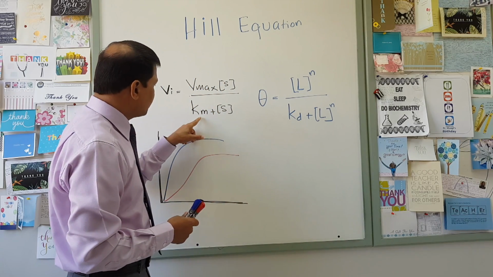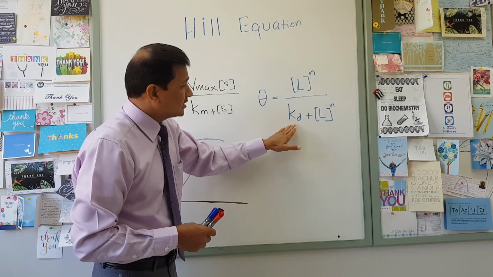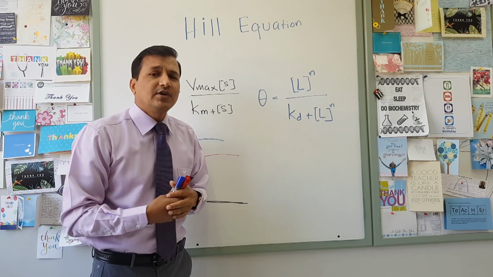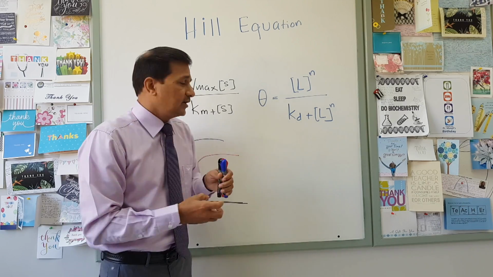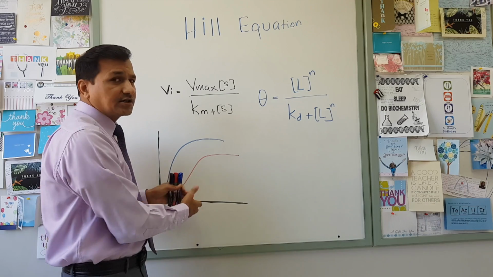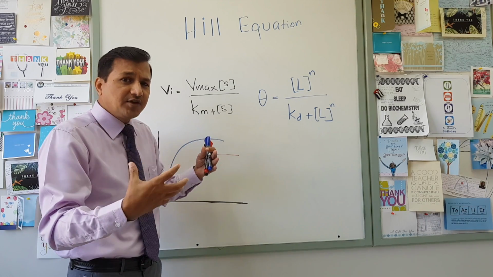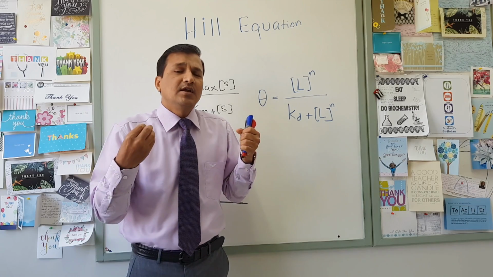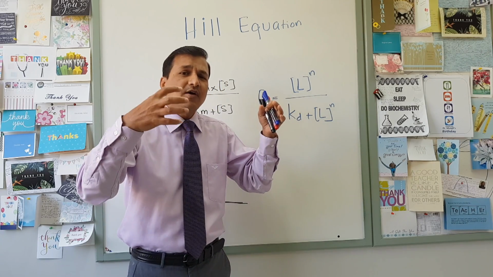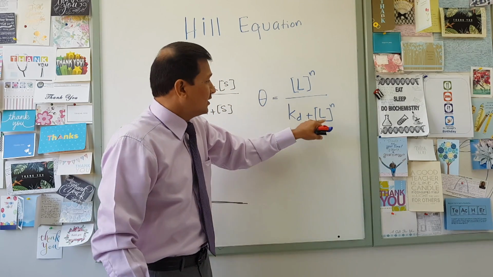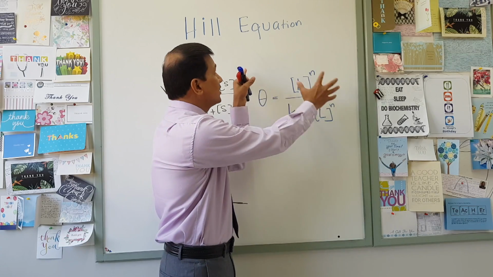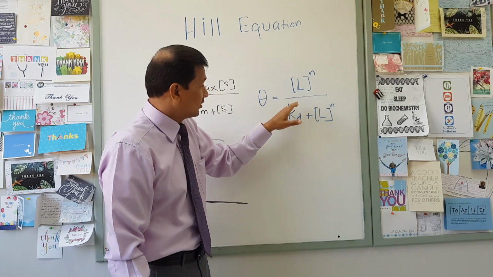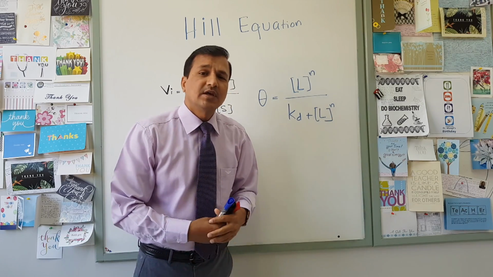It is very similar to the Km present in the Michaelis Menten equation. Kd is the ligand concentration at which half of the binding sites are occupied. It is similar to Km, which is the substrate concentration at which the enzyme reaches half the maximum velocity. In the same way, Kd is the ligand concentration at which half of the protein binding sites are occupied. So this is the Hill equation, that is theta equals ligand concentration to the power n over Kd plus ligand concentration to the power n.